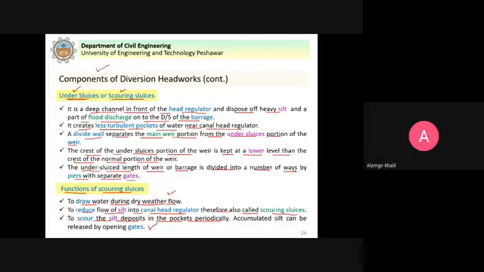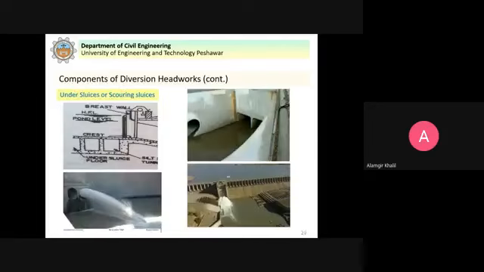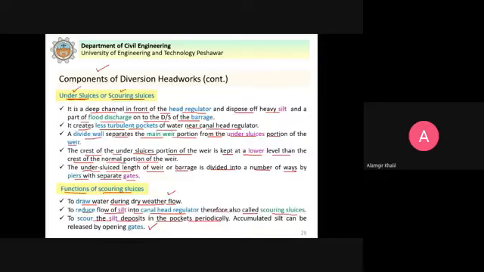I will show you the pictures. In this case, you can see that these are just at the bottom, tunnels or gates, rectangular or circular. You can see here, these are under sluices. Even if the water level in the river is low, still the water can flow. That's why the function was to draw water during dry weather flow. To reduce the silt into the canal head regulator, I will explain later in detail.